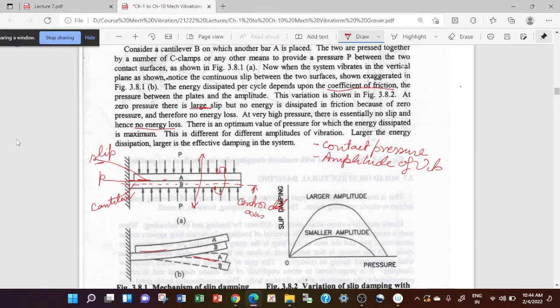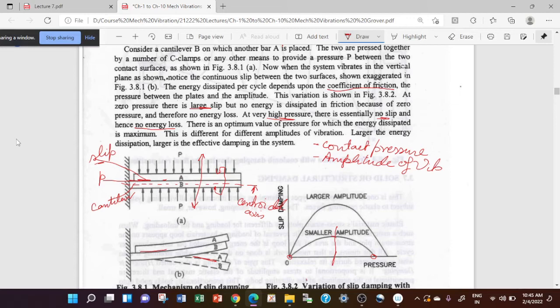Similarly, when you have a high pressure there, you will not find any slip, and because of that, again there will be no energy loss. So this has been shown here. This is the zero pressure, and this is the high pressure. In between these two points, you have some optimum pressure where the slip damping is maximum.